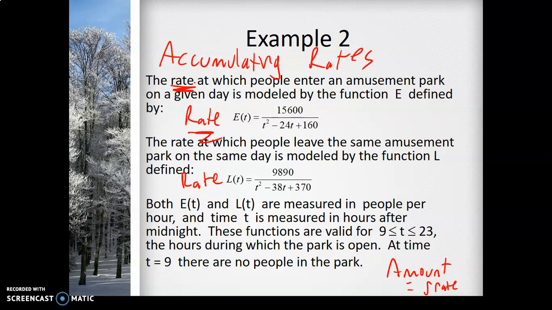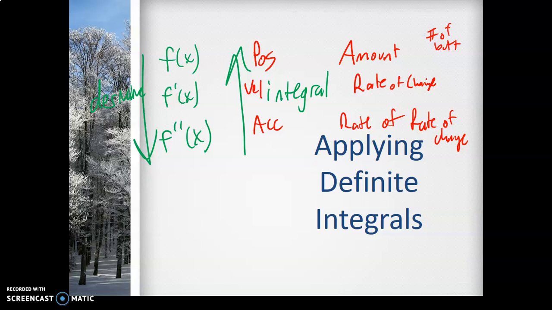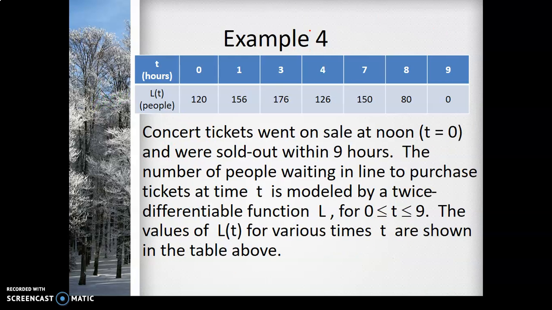If they give you a rate, you're already at the middle level here. So if you want to go to an amount, you would take an integral. If you want to know how the rate is changing, then you would take the derivative. And then the last example is basically having to do with Riemann sums. The most likely way that you would see a Riemann sum on the AP exam is with a table of values. And it would tell you to do some sort of Riemann sum.